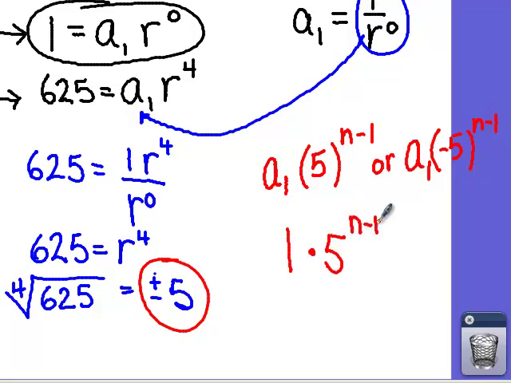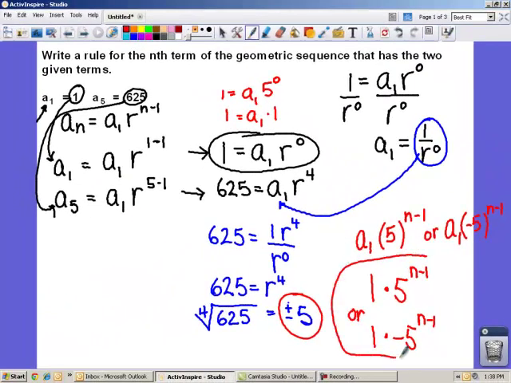So there's the first rule. Or that rule right there will also work. So here's the final answer, and I know it's a lot of work for one problem, just like the arithmetic was, but once you do it, you'll get the hang of the pattern to do it with.